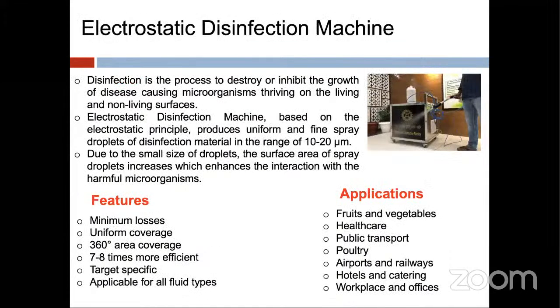Then the similar technology has proved a boon for this COVID situation. This is an electrostatic disinfection machine. This is a very small machine. In fact, in your institute or in our institute also, we are regularly using this mobile electrostatic disinfection machine. You can take it and disinfect your areas. So this is another technology which we have, and this disinfection can be used in fruits, healthcare, public transport, trains, aeroplanes, every public gathering place. This instrument can be used to disinfect the area.